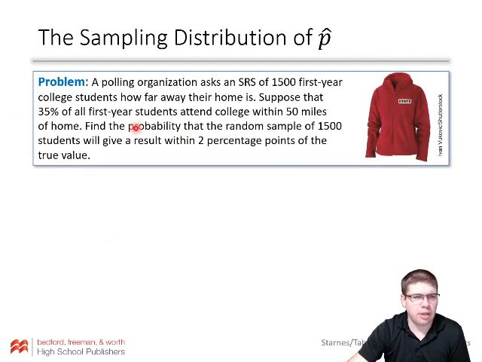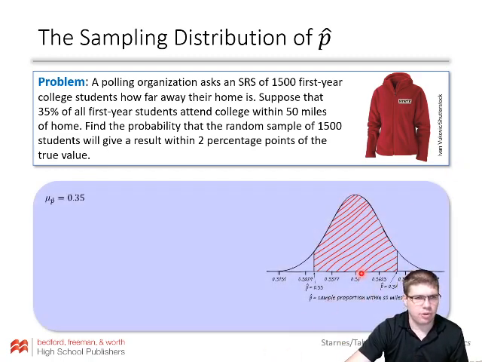Another example: a polling organization asks a simple random sample of 1,500 first-year college students how far away their home is. Suppose that 35% of all first-year students attend college within 50 miles from home, and then find the probability that the random sample of 1,500 students will give a result within 2 percentage points of the true value. So if we're dealing with a normal distribution, we can check: are conditions met? We can figure out what our mean and standard deviation is and do some normal CDF stuff with this.